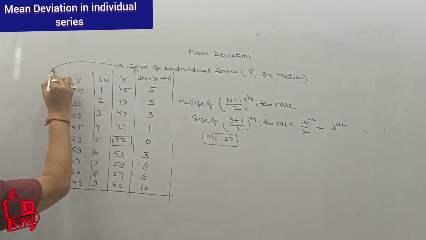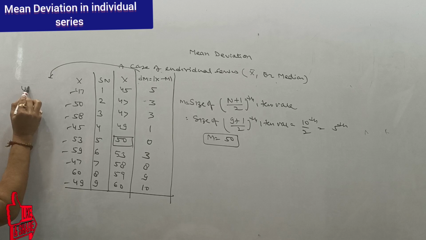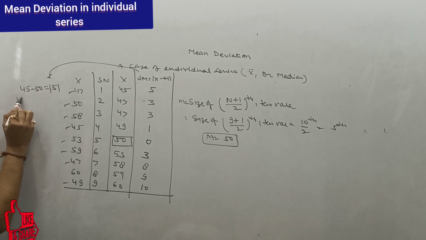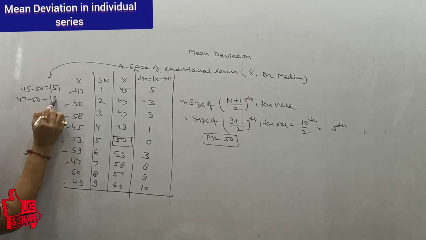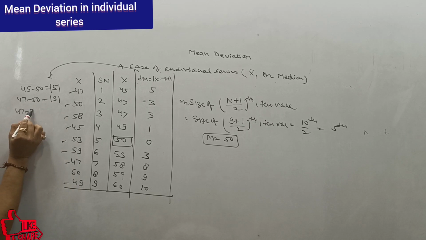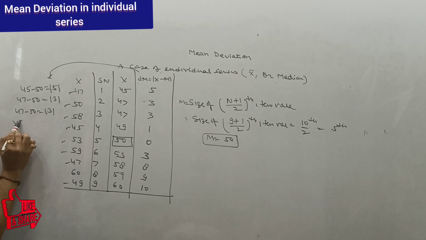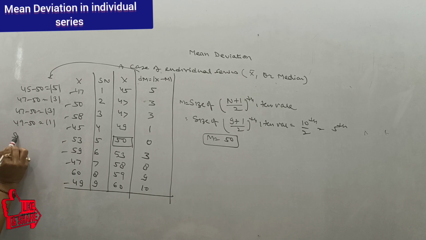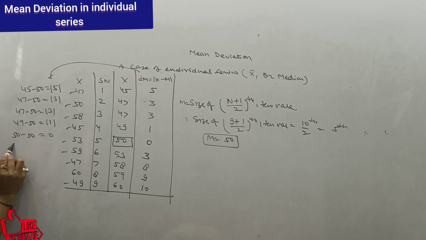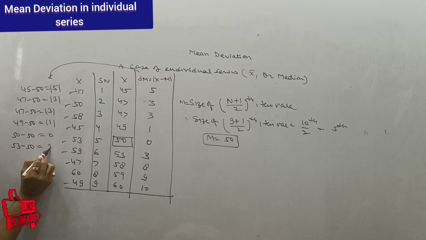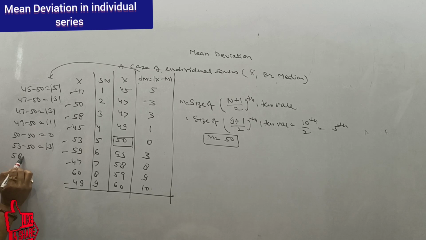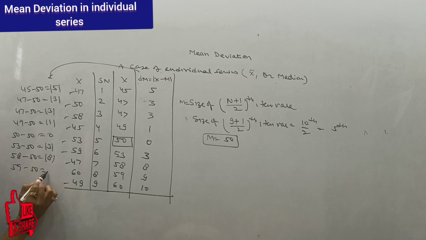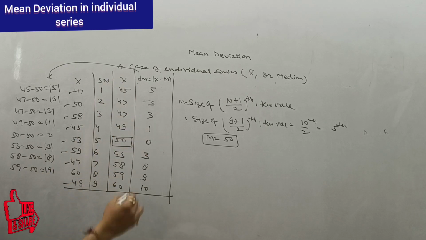What we have done here: 45 minus 50, that is 5, plus minus ignoring. 47 minus 50, that is 3, plus minus ignoring. 47 minus 50, that is 3. 49 minus 50, that is 1, ignoring plus minus. 50 minus 50, that is 0. 53 minus 50, that is also 3. 58 minus 50, that is 8. 59 minus 50, that is 9, this is dm.